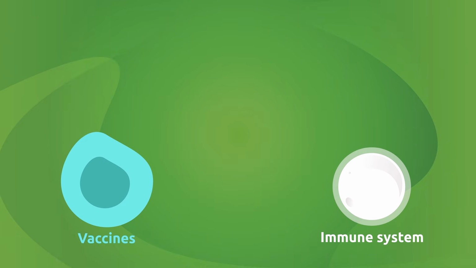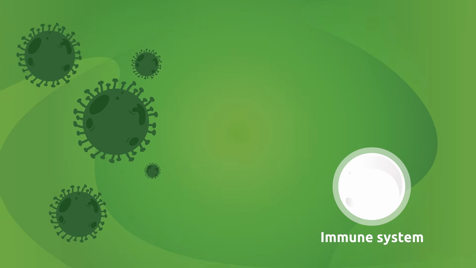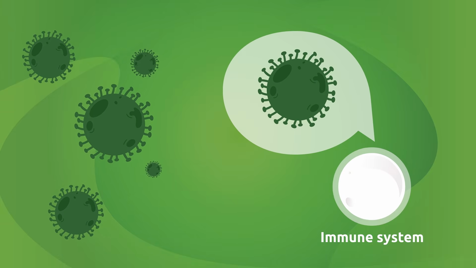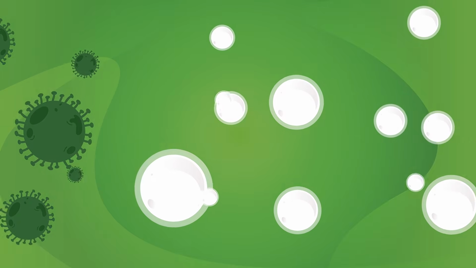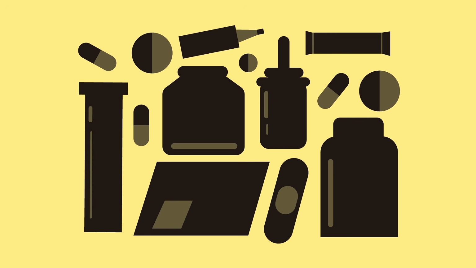The same thing happens with vaccines and our immune system. Vaccines introduce our immune system to the virus, and if at some point this virus enters our body, the immune system will remember which one it is and will react. This is how we won't get sick. We also have medicines that can relieve the symptoms, but are not able to cure the viral infection.